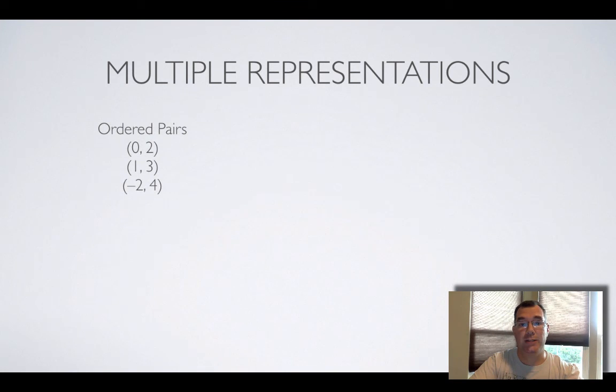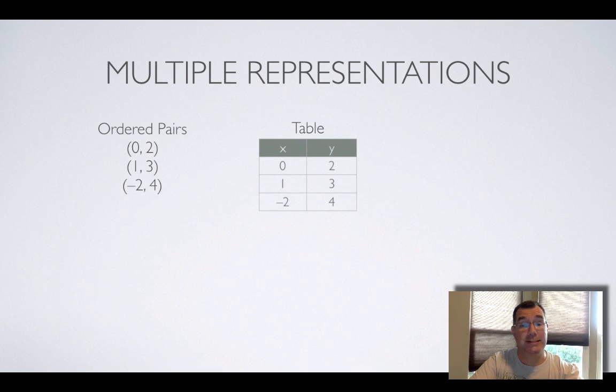So there's a bunch of ways that you can represent a relation. One is using those ordered pairs that we talked about. So an x of 0 maps with a y of 2. An x of 1 is paired with a y of 3, and an x of negative 2 is paired with a y of 4. I could also put those in a table. Same ordered pairs, 0 and 2, 1 and 3, negative 2 and 4.